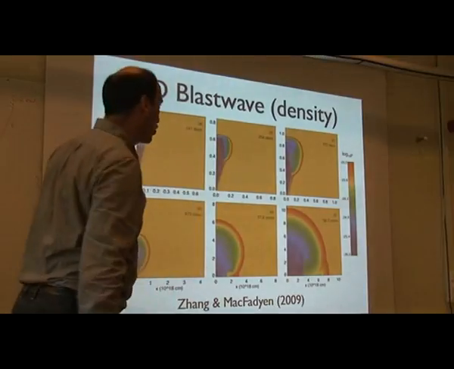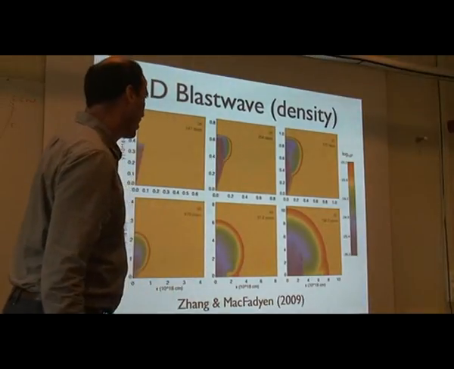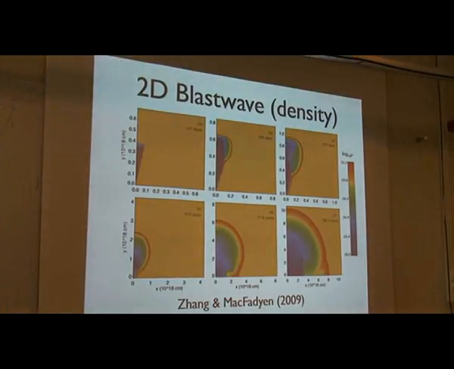But this is just a map to show you what the density does as a function of time. The expansion in the R direction is what you'd expect from the Blandford-McKay solution?